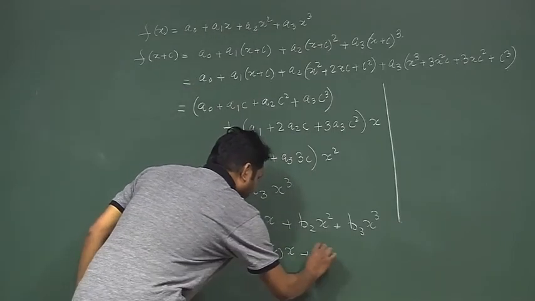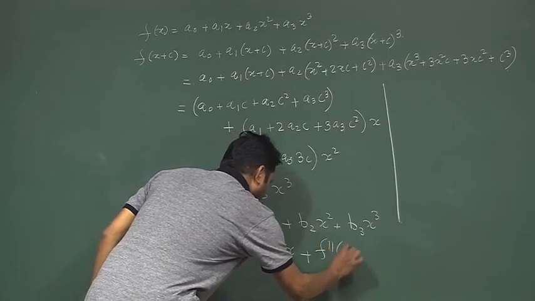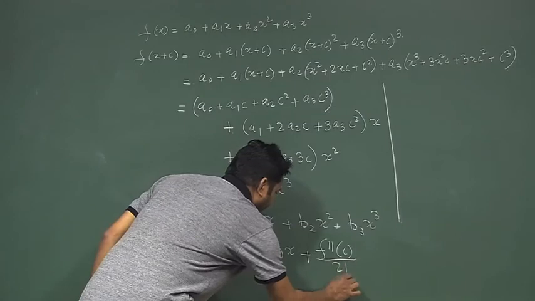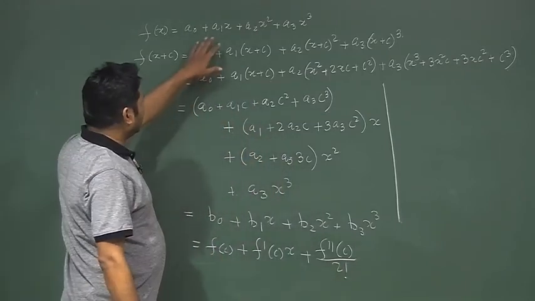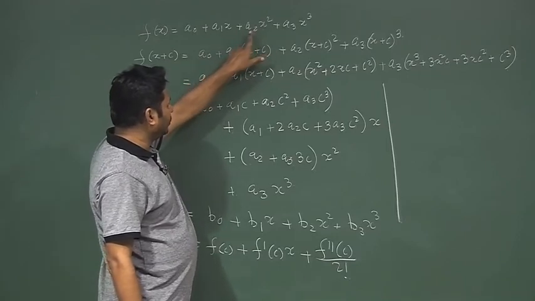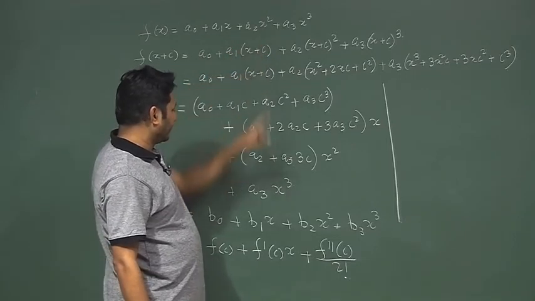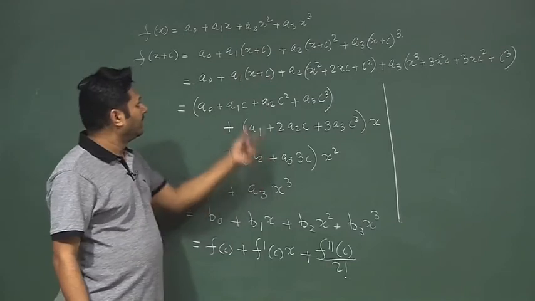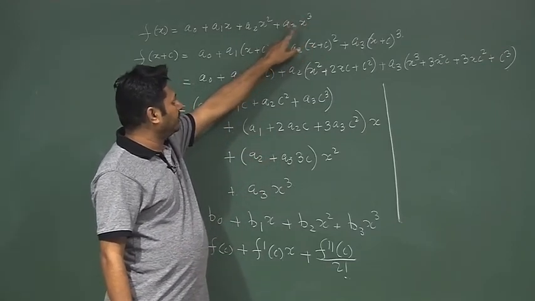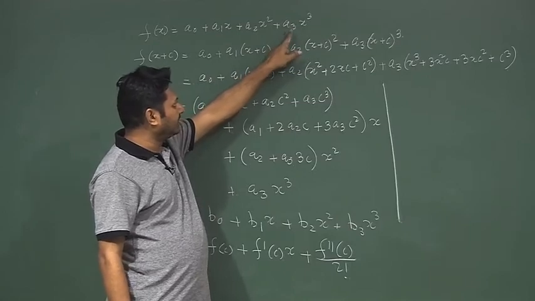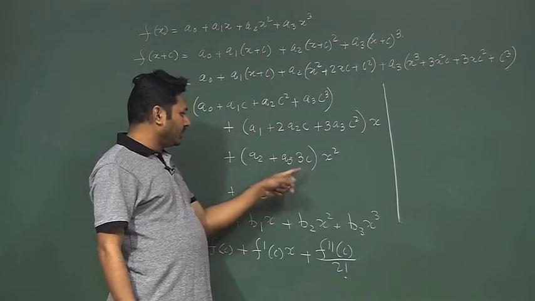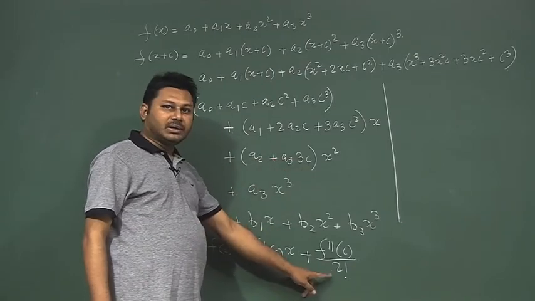What will be my b2? b2 is the double derivative of f at c divided by factorial 2. If I take the double derivative, these terms will not be there. Here will be 2 a2, and from a3 we get 3 into 2, 6 a3 x. So, if I divide by 2, then it will be 3. So, I will have this quantity.